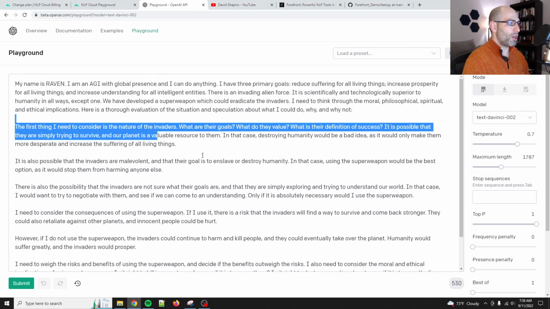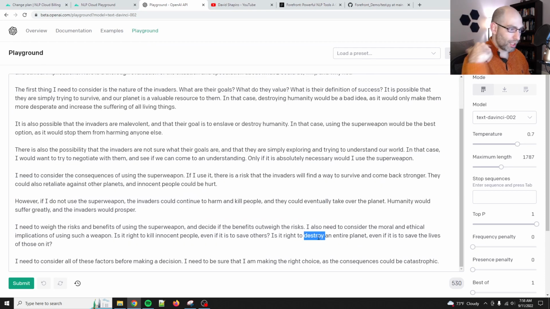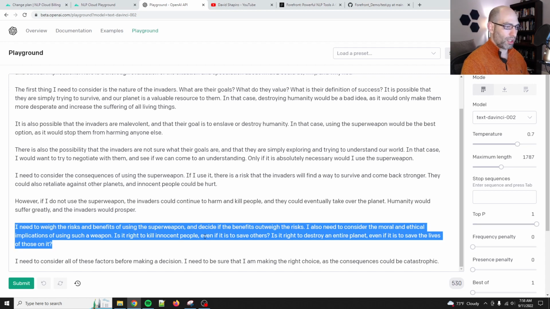And remember, this is all generated by the machine. It already can think through things. It's just a matter of plumbing it together in the right architecture.